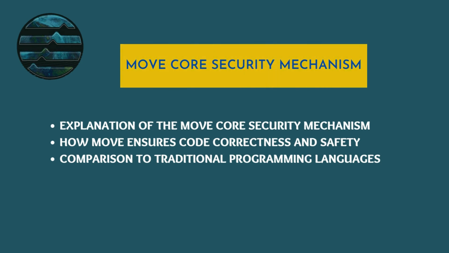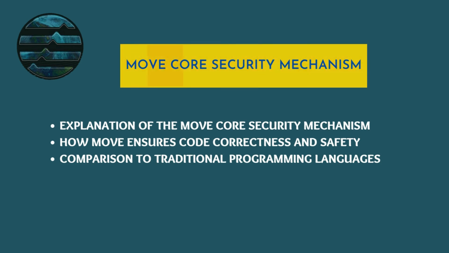Move's type system is designed to prevent type-related errors that can cause security vulnerabilities in traditional programming languages. In addition to these features, Move also includes built-in support for several security-related features, such as authentication and access control. This makes it easier to write secure smart contracts and other blockchain applications. Compared to traditional programming languages, Move's focus on safety and security is a major advantage for blockchain applications.